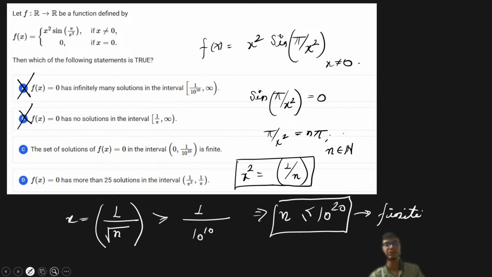So therefore, there cannot be infinite solution. And the no solution is also not correct, right? No solution is also not correct.